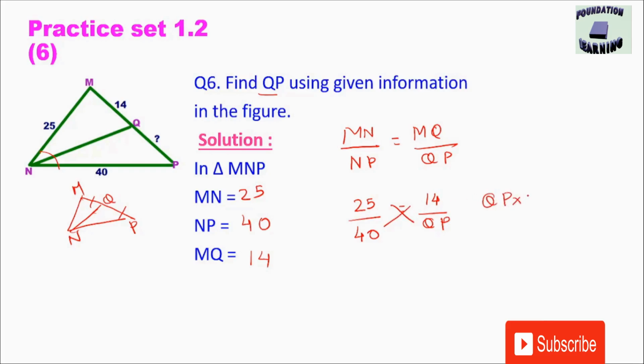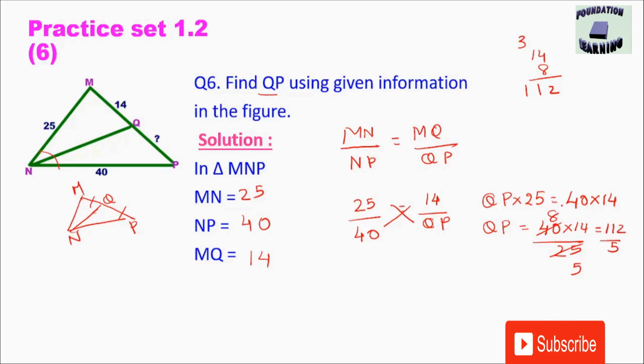We cross multiply and what do we get? QP into 25 is equal to 40 into 14. QP is equal to 40 into 14 upon 25. We will cancel by 5. 5 5s are 25, 5 8s are 40. Now we got 8 into 14 upon 5. It's not getting cancelled, so we will multiply 14 into 8. 8 4s are 32, carry 3. 8 1s are 8, plus 3 is 11. 112. Now we got 112 upon 5.